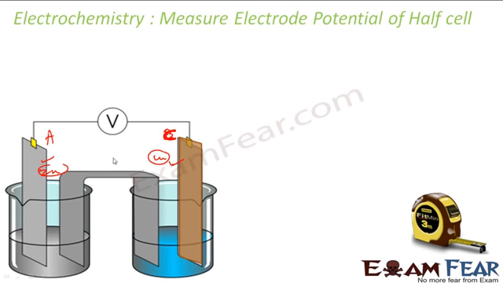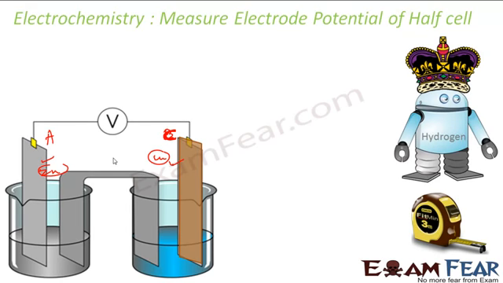Correct? So what should we know? If we know the potential of one, then we can find the potential of another. But how to find the first one? Now hydrogen will come as savior. Hydrogen told, okay, I'll save you guys. Now as per convention, for the standard hydrogen electrode, my potential is 0.